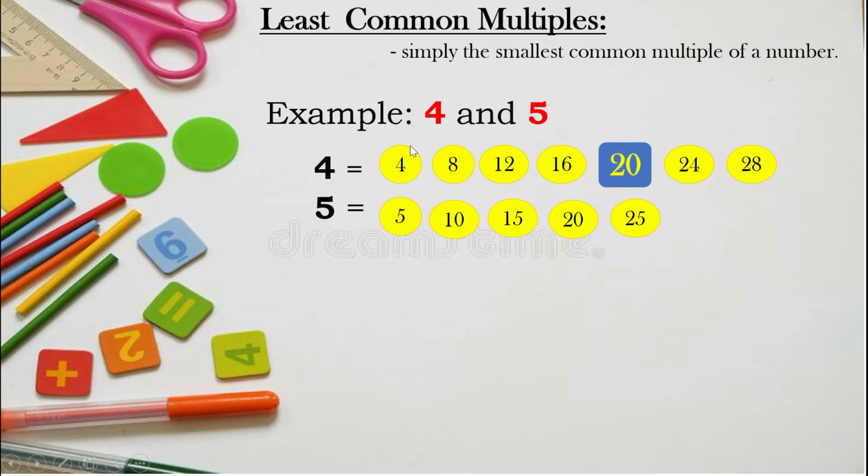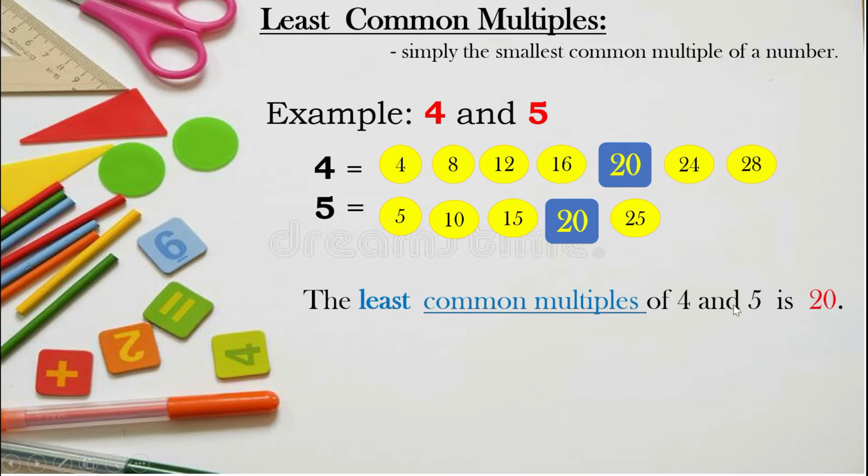Bale, pag sinabing least common multiple, kukunin mo yung pinakamababang number wherein meron si 4 at meron si 5. Saan sila nag-meet? We have 20. So the least common multiple of 4 and 5 is 20. Meron 20. Least, pinakamababa. Doon sila nag-meet sa 20. So the least common multiple of 4 and 5 is 20.